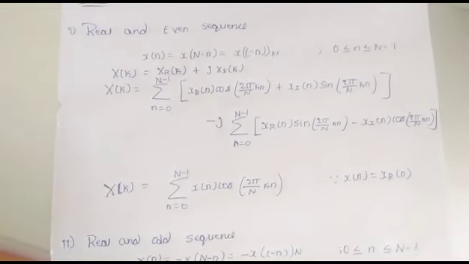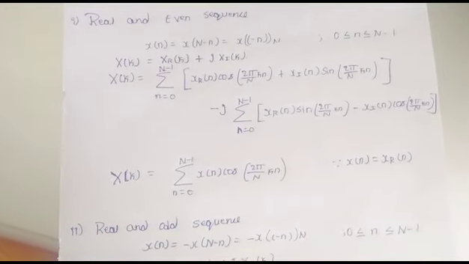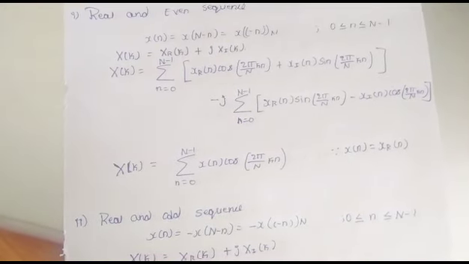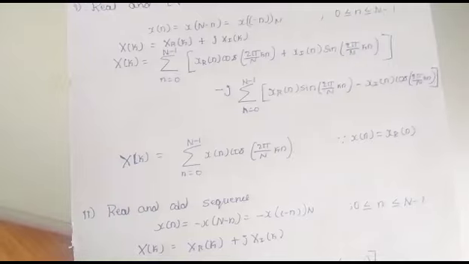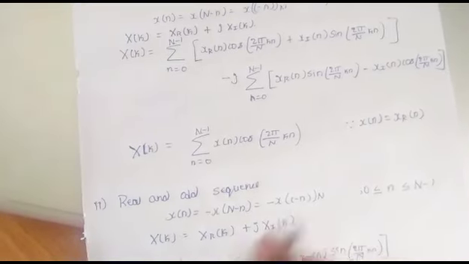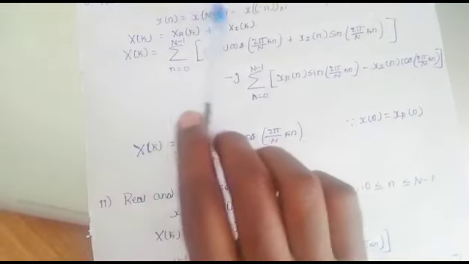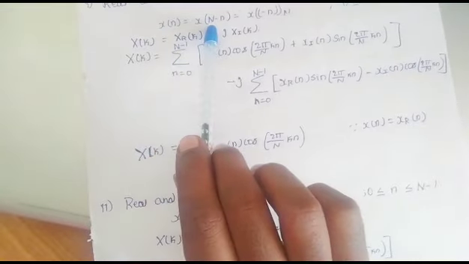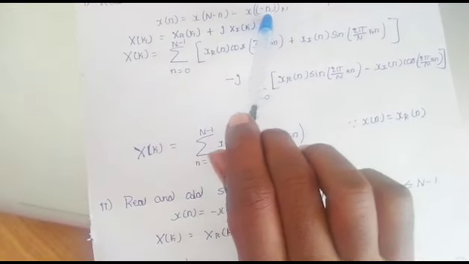There are many cases in the symmetry property. Here I take only two cases: one is the real and even sequence and the other is the real and odd sequence. Real and even sequence means the sequence must be real and even. The condition for this real and even sequence is x of n is equal to x of minus n, which is equal to x of mod of minus n.